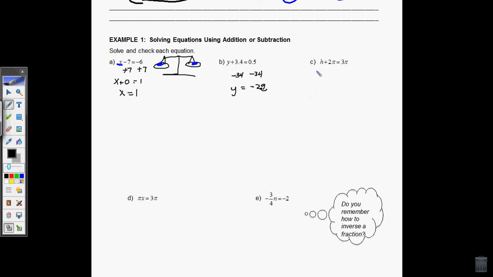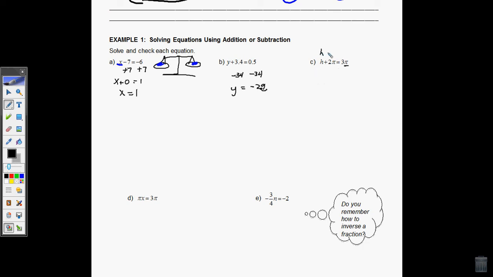Now part C brings up a new sort of issue, which is this guy right here, pi. A lot of times students will get scared when they see this symbol and start thinking, okay, I have two different variables going on here now. I have an h and I have a pi. But in reality, that's not true. Pi isn't a variable. Pi just represents another number.